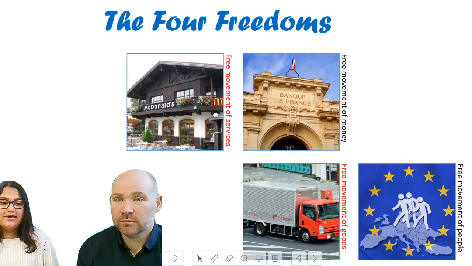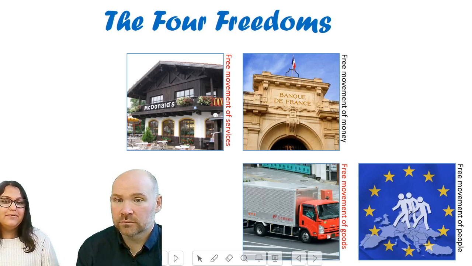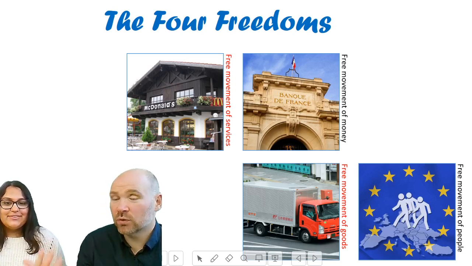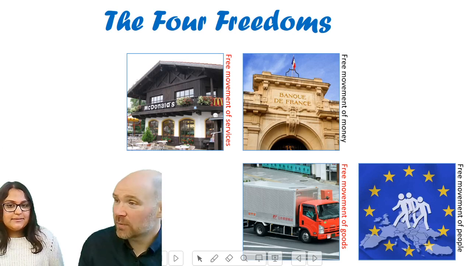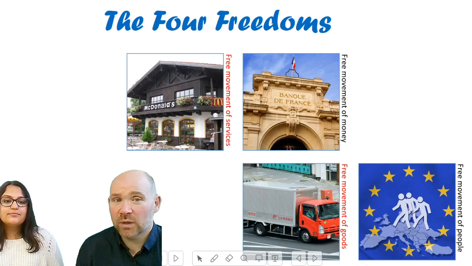So if you make a company here, you can make branches in other EU countries, or you can offer your services to other EU countries. So if you're an accountant, you can be an accountant in Spain or France or whatever, without even leaving this country. So you can work for or be appointed by businesses elsewhere. And together, these are the four freedoms, the four key principles.